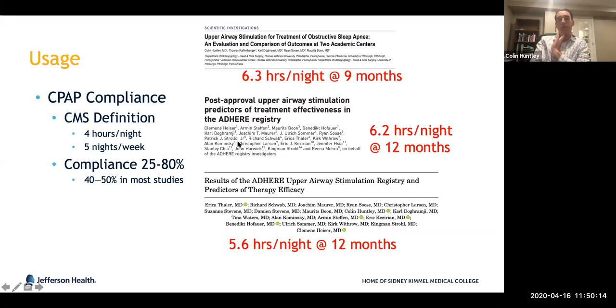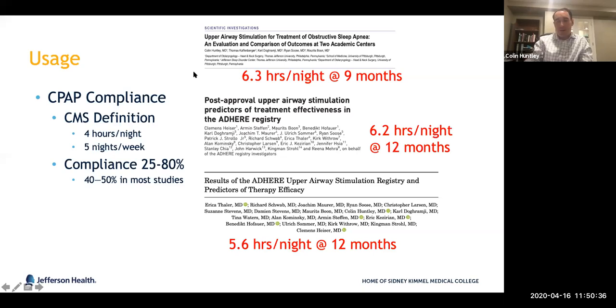When we compare this to CPAP, it's significantly improved. Most of the data with CPAP show somewhere between a 3 to 4.5 hour usage per night, whereas I would argue that you're seeing patients use upper airway stimulation for the majority of their total sleep time, or a significantly higher proportion of their total sleep time.